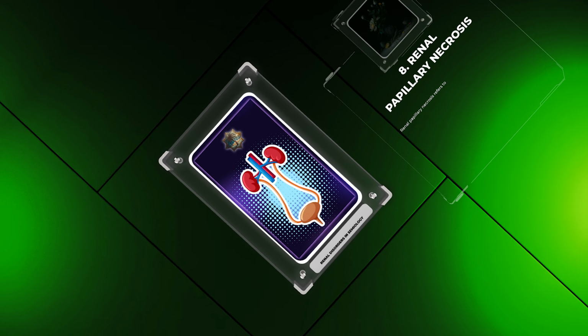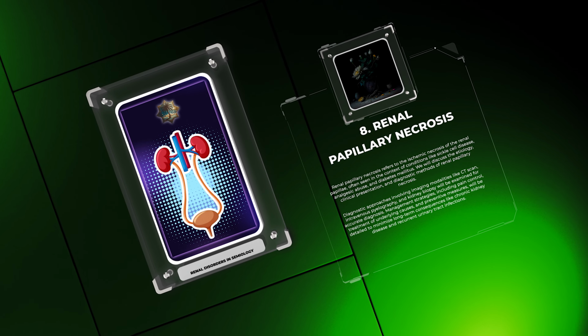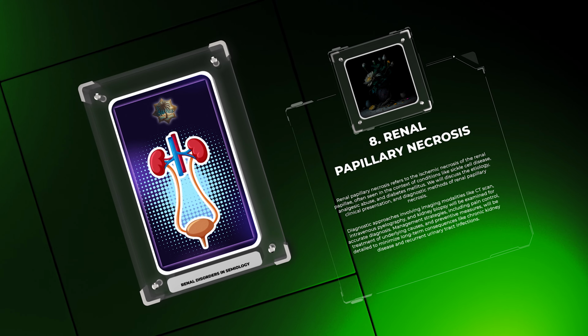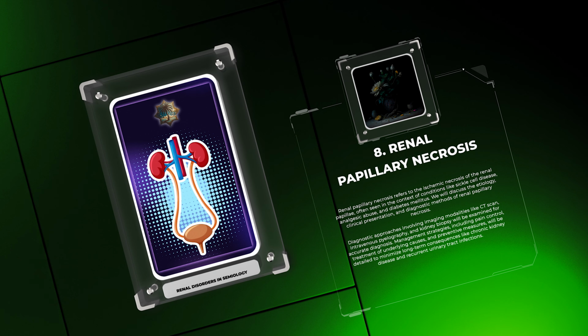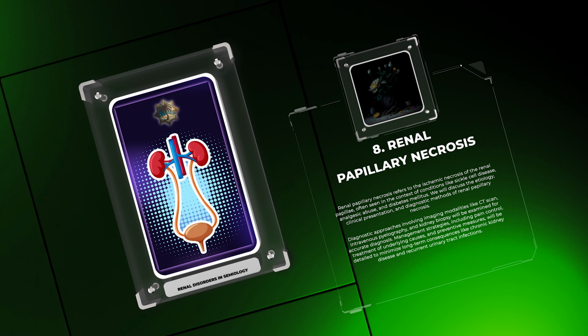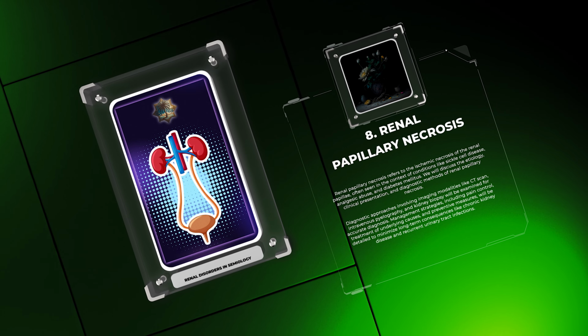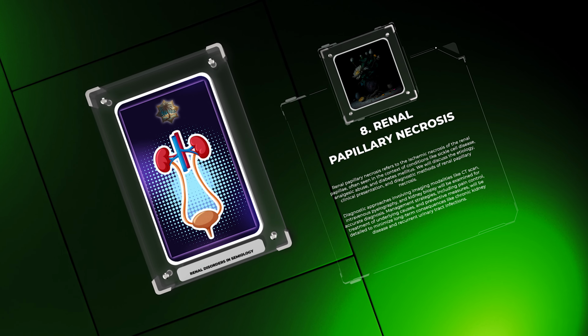Renal papillary necrosis refers to the ischemic necrosis of the renal papillae, often seen in the context of conditions like sickle cell disease, analgesic abuse, and diabetes mellitus. We will discuss the etiology, clinical presentation, and diagnostic methods of renal papillary necrosis. Diagnostic approaches involving imaging modalities like CT scan, intravenous pyelography, and kidney biopsy will be examined for accurate diagnosis.